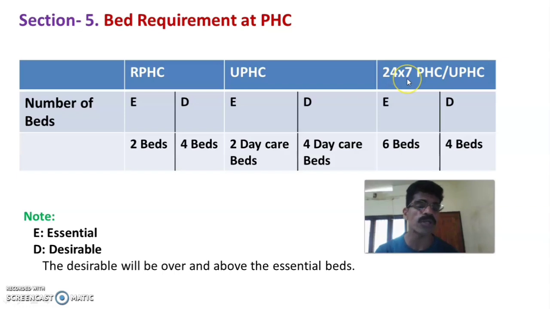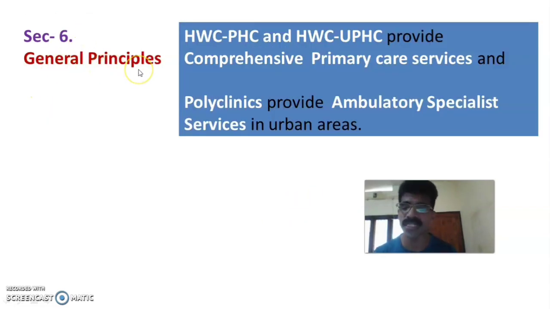But in 24/7 PHC or 24/7 UPHC, essential bed requirement is 6 beds and desirable is 4 beds. That means 6 plus 4, 10 beds. Okay, so minimum 6 and it can be even 10 beds. Okay, essential 6 beds and desirable 4 beds. So that is about the bed requirement at primary health center in rural area, urban area, and even if it functions 24/7. Okay.